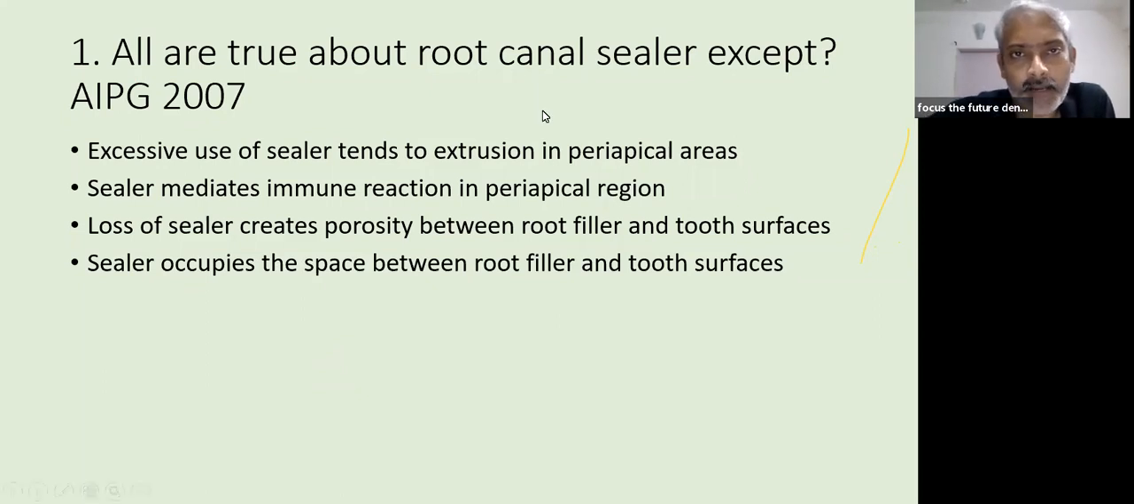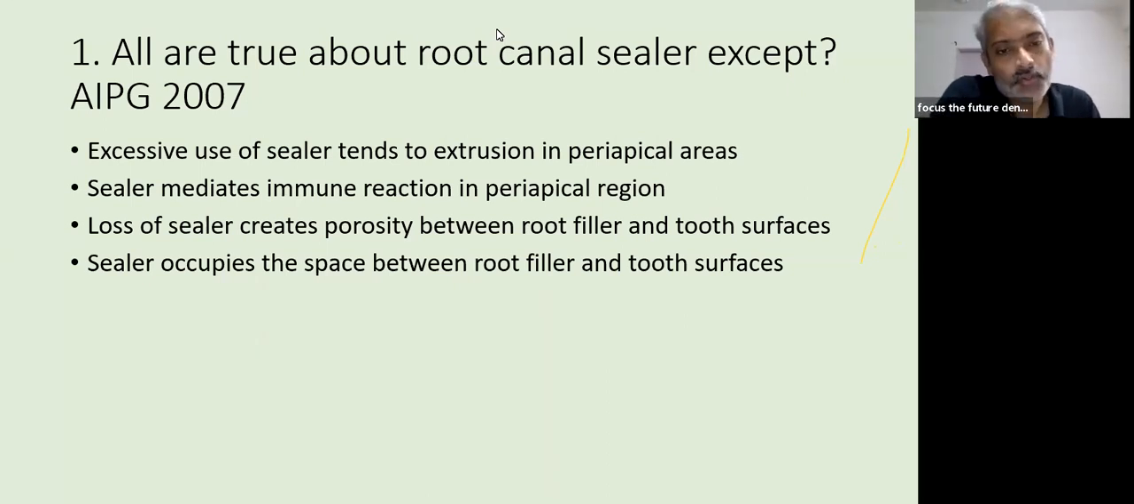You can type in the chat box. Okay. A is excessive use, B is sealer, C, D. I haven't put A, B, C, D, but you can just answer, because we have already discussed this: all are true about root canal sealer except.